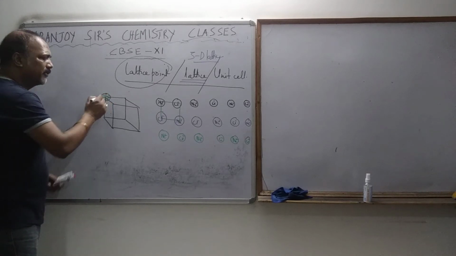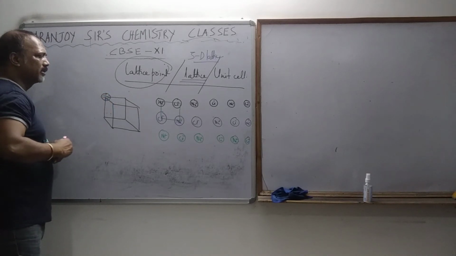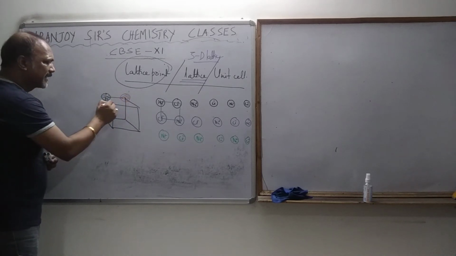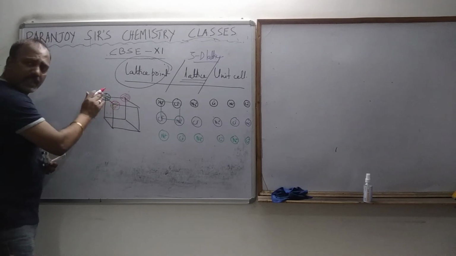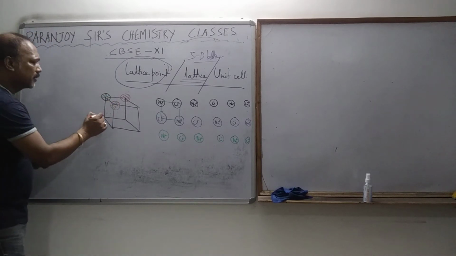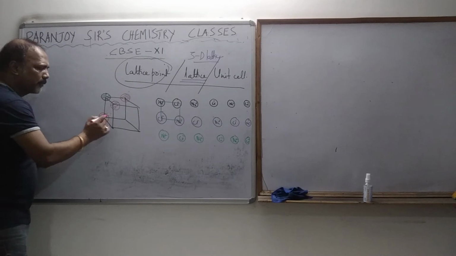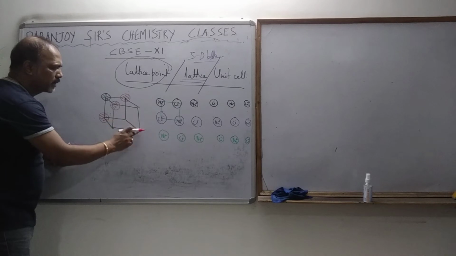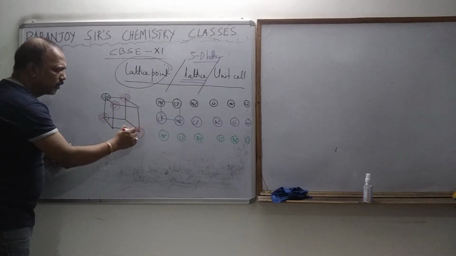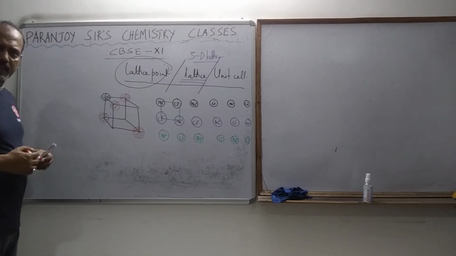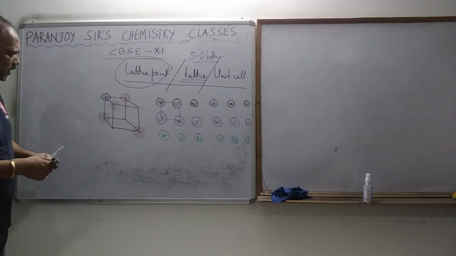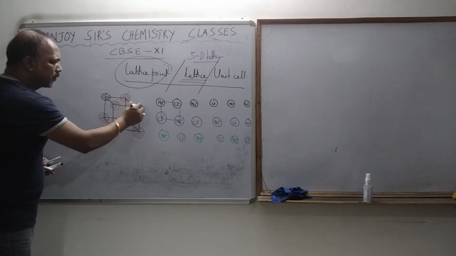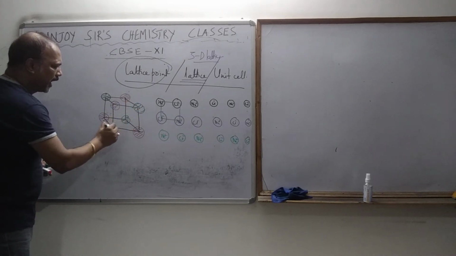This is sodium positive. This is chloride negative. This is again chloride negative. Just front chloride negative. Then this one is chloride negative. Did you understand what I am doing? Then this is sodium positive and this is sodium positive. So this will be chloride negative, this will be chloride negative. And the remaining ones will be sodium positive. Means this is sodium positive, this is sodium positive, and this is sodium positive.